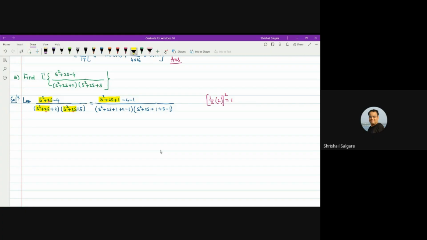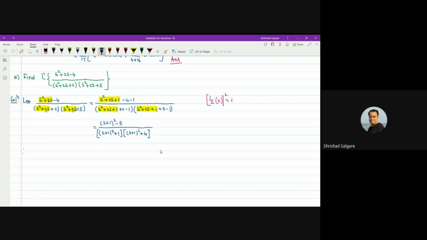Now look at this term. This is a perfect square, or it can be written in terms of a bracket. So it can be written as s plus 1 bracket square minus 5. Am I right? Similarly, s plus 1 bracket square plus 1. That is the first factor. I will use square bracket, and s plus 1 bracket square plus 4, and square bracket.